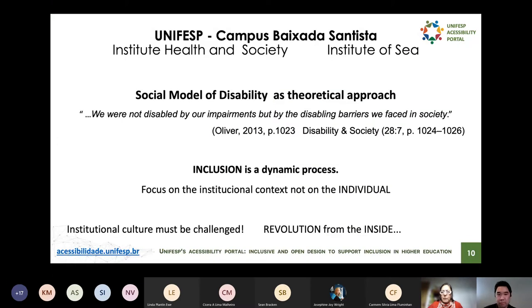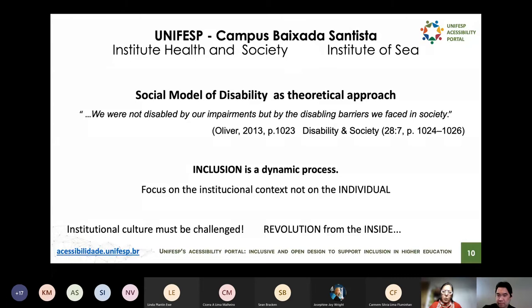I am an occupational therapist by background. I'm an OT, so I'm very familiar with the social model of disability as a theoretical approach in my clinical field as a rehabilitation professional. When I came to the position very recently, in 2017, 2018, just when the policy was approved by our central council, that's the theoretical approach that I based my work, my speech, and my conversations with colleagues on to promote inclusion.